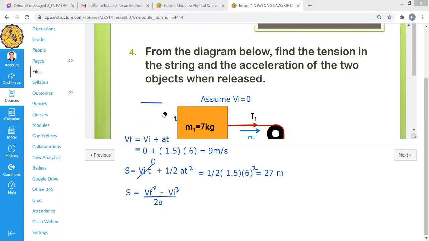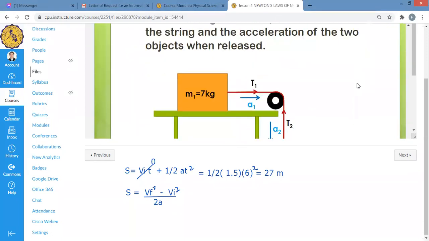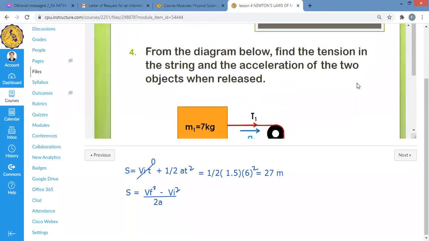So let me erase this, so we'll have a cleaner figure there. So can you note down this problem? I want you to think about how to solve this. So can you please note down?